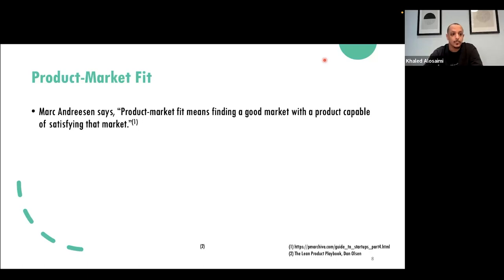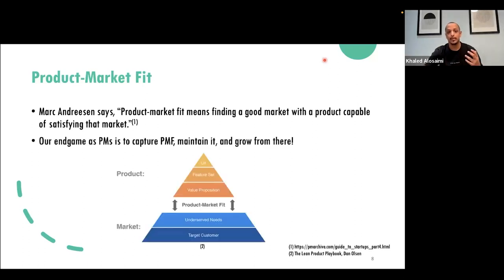As Marc Andreessen defined it, the product market fit means finding a good market with a product capable of satisfying the market. So it's always about combining two main areas. As PMs, our main focus always is to find that product market fit, maintain it, and grow from there.